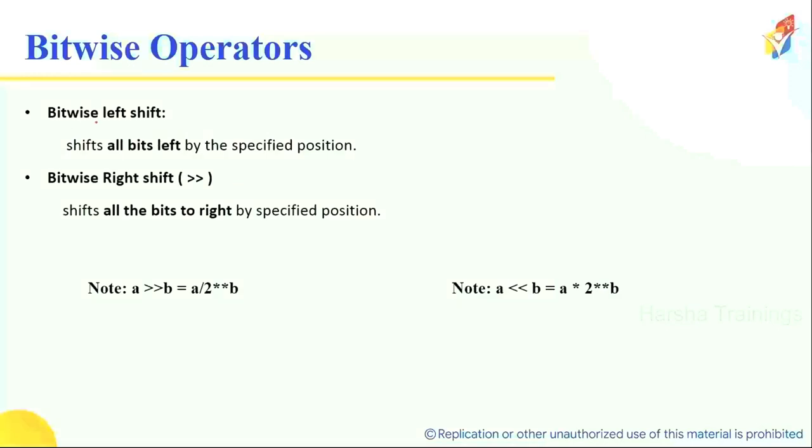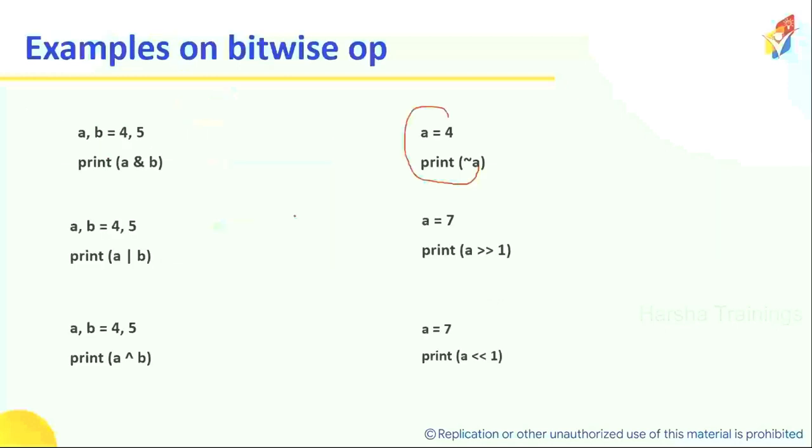Bitwise shift left means here you should have two less-than signs. Two less-than signs is called bitwise left shift. It shifts all the bits to the left side by the specified position. Bitwise right shift shifts all the bits to the right side. Now, if I discuss in this way, you can't get it. First, let me take a small example.